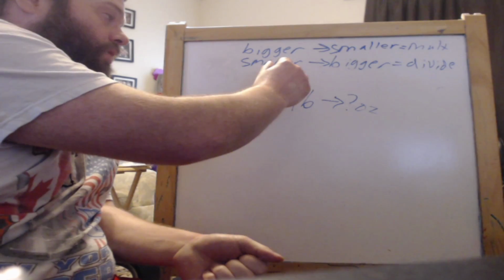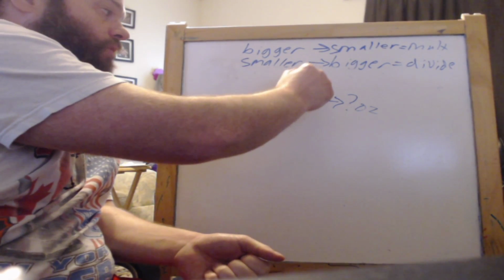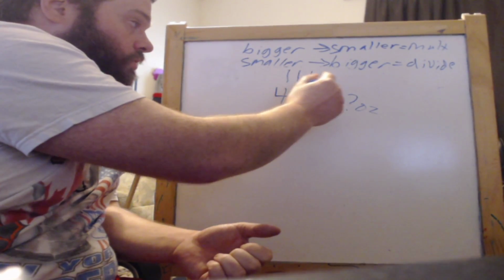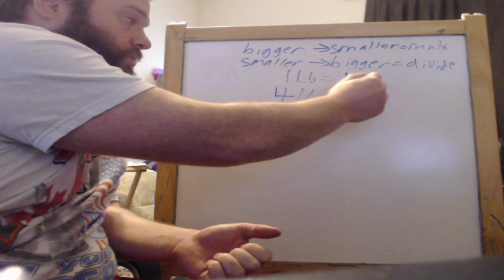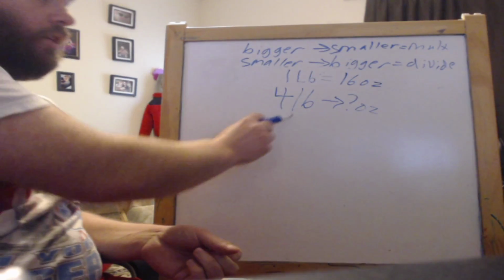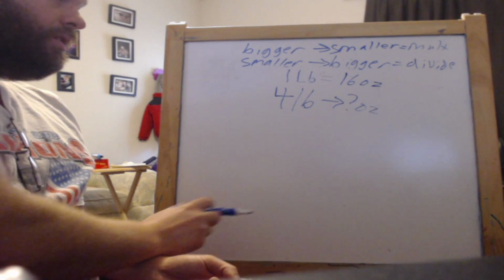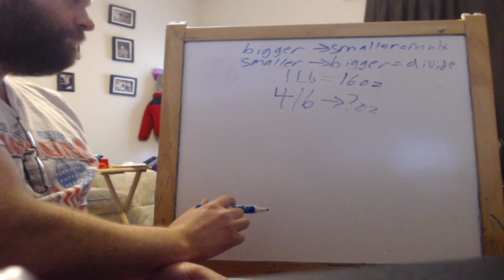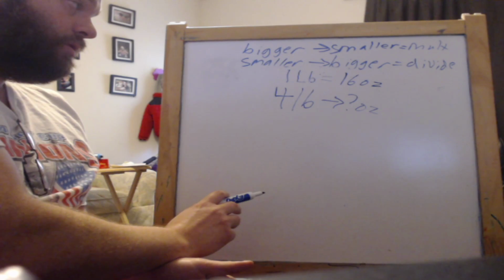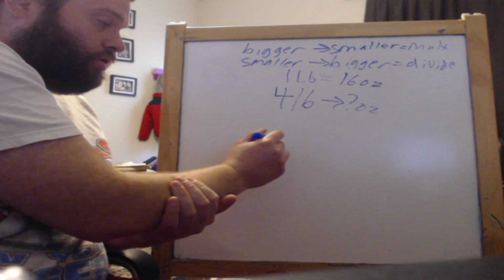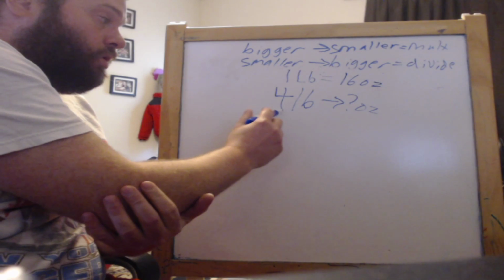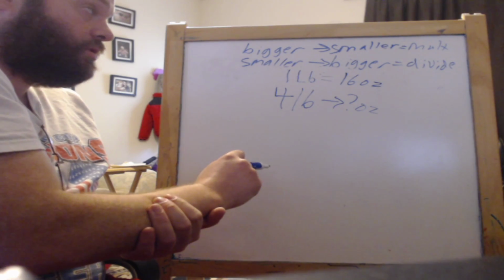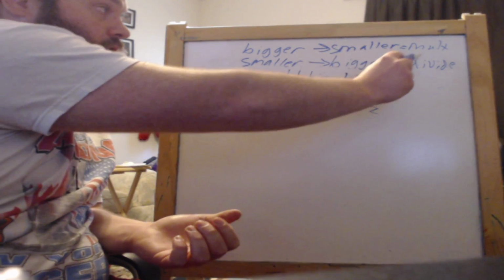So I know that 1 pound, or lb, equals 16 ounces. Okay? So 4 pounds equals how many ounces? That's not actually the question, but we could do this a couple of ways. Okay? So what we can do is we can convert 4 pounds into ounces. So we're going from bigger to smaller, so we have to multiply.